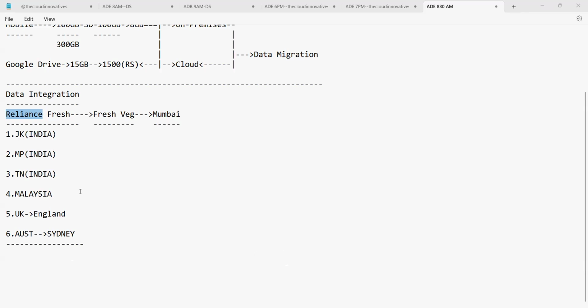Kept under a single roof, guys. So this is called, guys, kept under the single roof. So hence we call this process as what, everyone? Data integration process. Am I right?